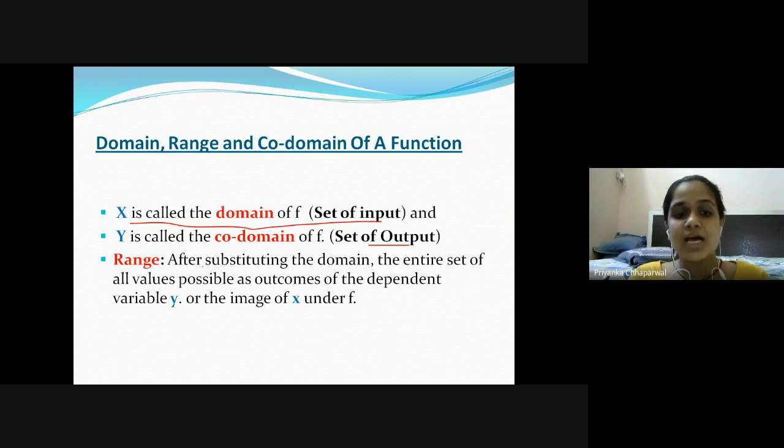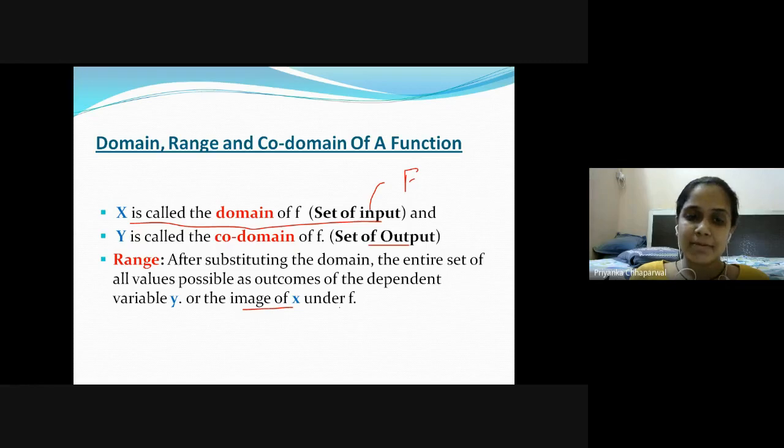Range is this after substituting the domain, means whatever input you have put in, you have the value of x, you have just put in function f, the entire set of all values possible as outcome of the dependent variable y, or the image of x under f, it is your range. Means the image of x under f, then it is your range.